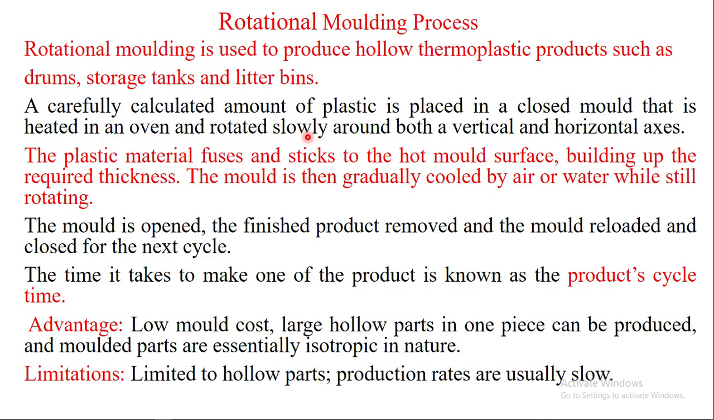Rotational molding process. Rotational molding is used for producing hollow thermoplastic products such as drums, storage tanks, and litter bins. Those are made by the rotational molding process. This one is similar to the rotational casting process.